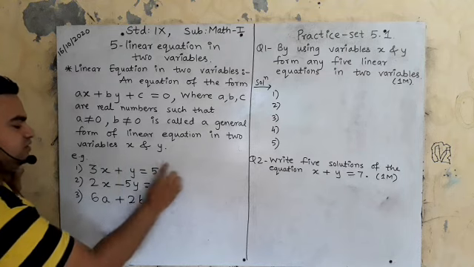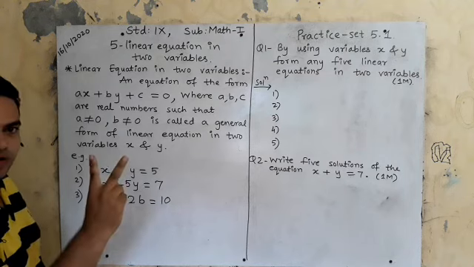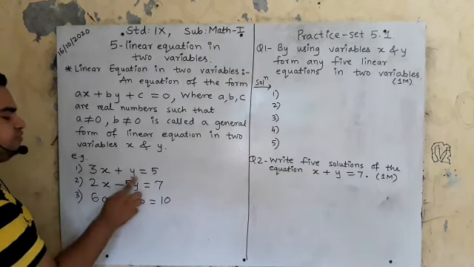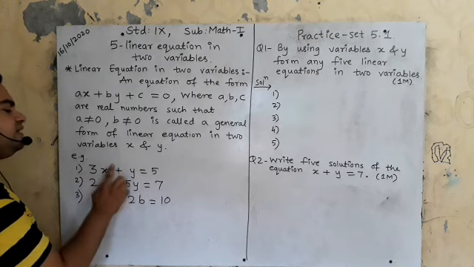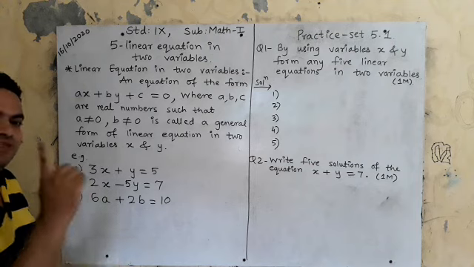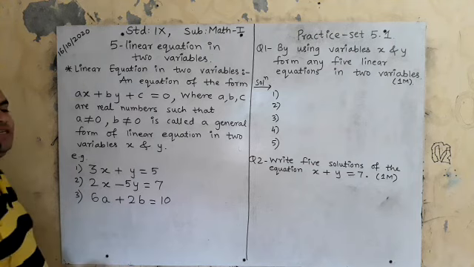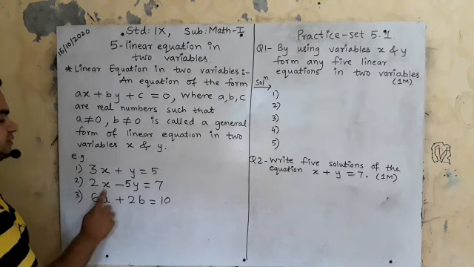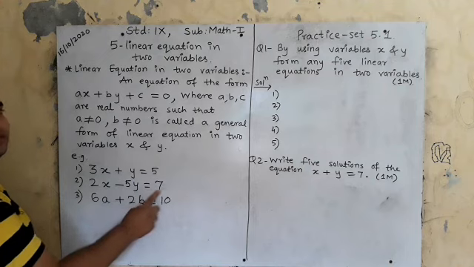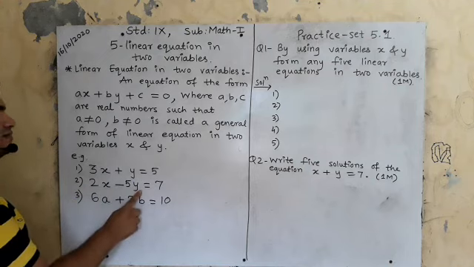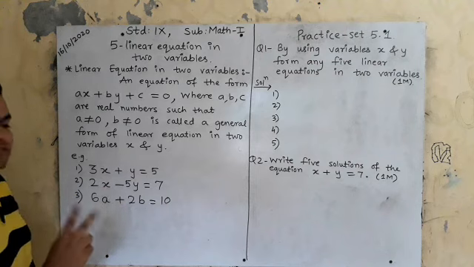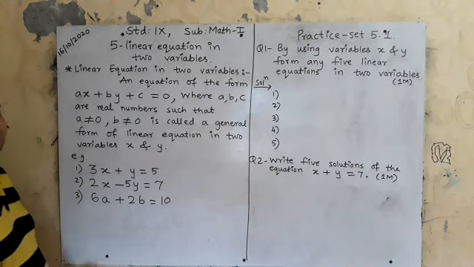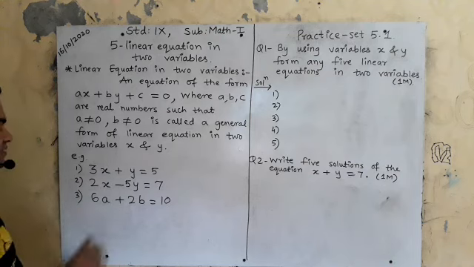So in this equation x and y are two variables whose degree, the highest index, is 1. So therefore this given equation is known as a linear equation in two variables. Now see, 2x minus 5y is equal to 7. Here x and y are two variables whose highest index is 1. So therefore this equation is considered a linear equation in two variables.